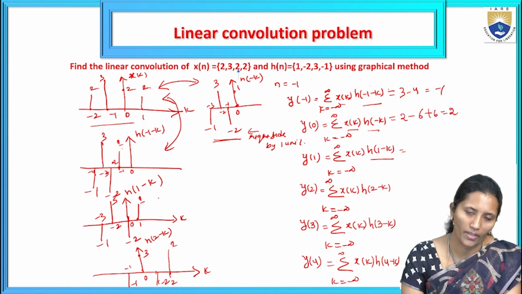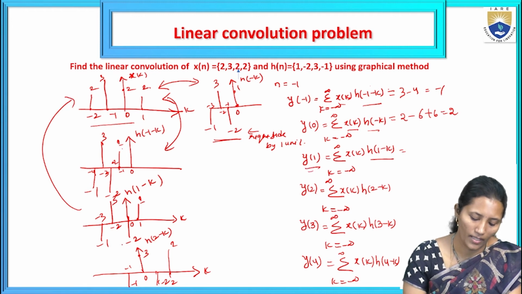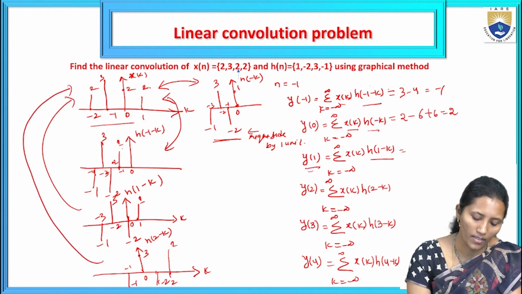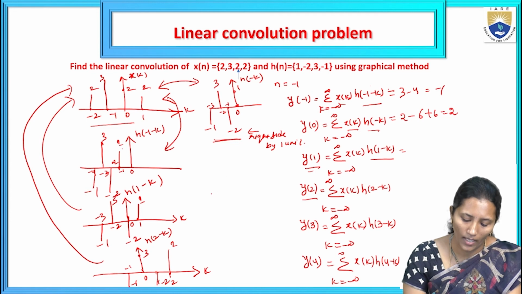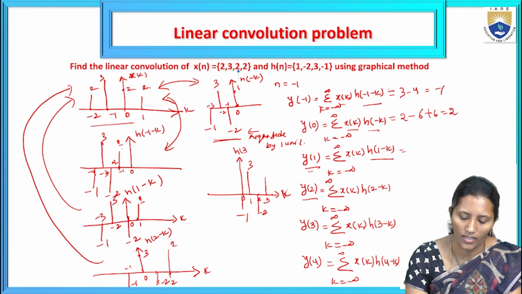graphical representation of h of 1 minus k with the x of k, we will get y of 1, and h of 2 minus k with the x of k, we will get y of 2, and h of 3 minus k. 3 minus k means we have to shift this one by 1, 2, 3. So here it will start from 1, minus 2, 3, minus 1. This is h of 3 minus k.